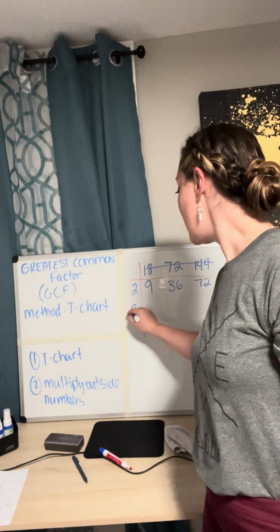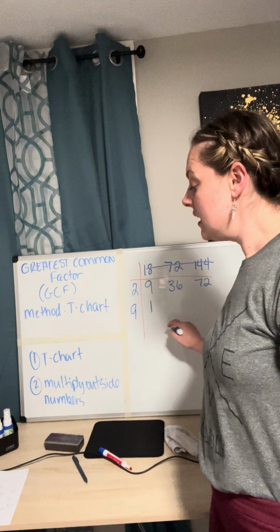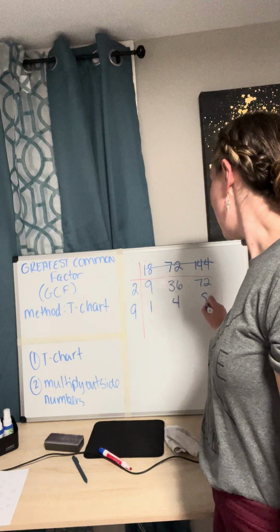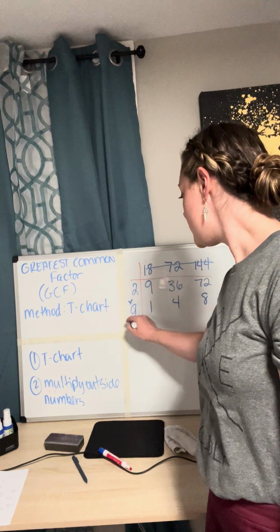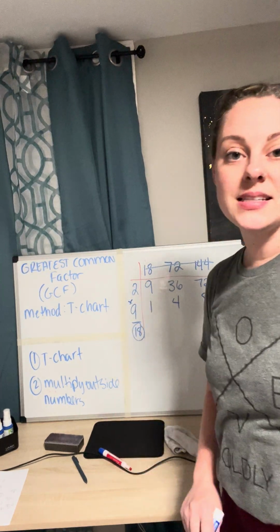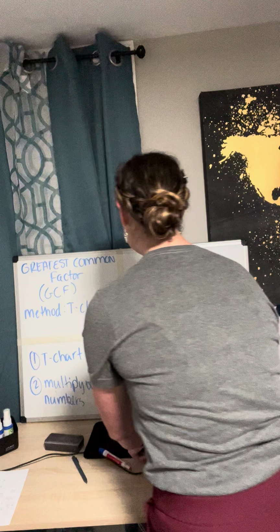So let's take out the 9. 9 times 1 is 9. 9 times 4 is 36. And 9 times 8 is 72. 1, 4, 8. 2 times 9 is 18. That's your GCF. All right, last problem.